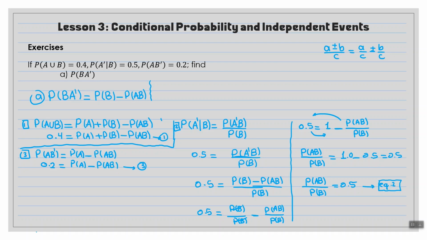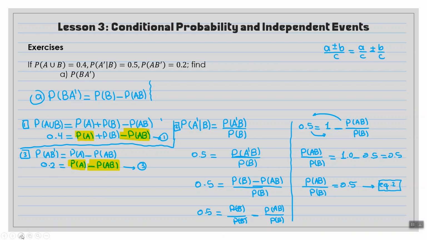Okay, now guys, let's look carefully at equation number 1. This is the probability of A minus the probability of AB, which is the same as this, the probability of A minus the probability of AB. So what I can do now is, since I know that the probability of A minus the probability of AB is 0.2, I can replace both of these terms by 0.2.